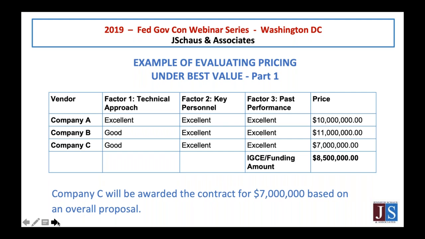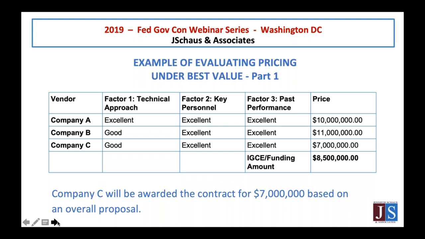If you ever see a solicitation go back out on the street, it's because the government had to rescope it, and because they rescoped it, they have to post it back online. So in this scenario, if I was a contracting officer and I saw the rating system and the price, I would award it to company C. The reason why is that they're not that far off when it comes to the technical evaluation factor scoring. They're still providing us a good technical proposal. And then the pricing is under the funding amount and it's under the IGCE.